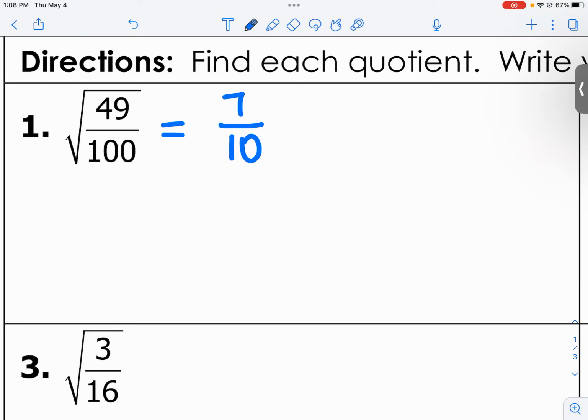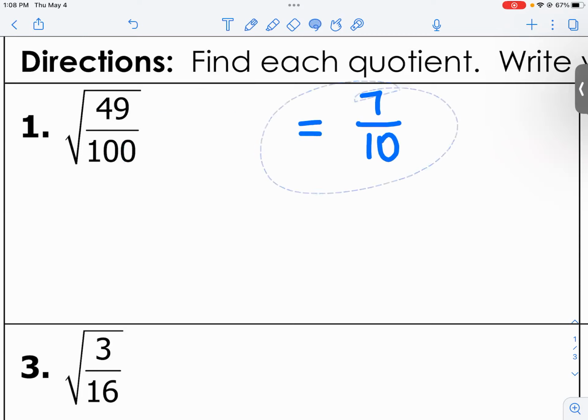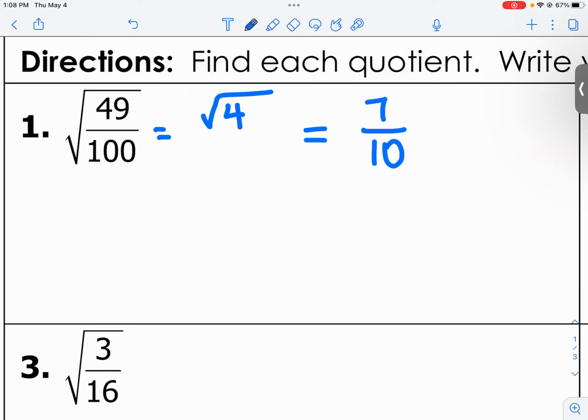You find the square root of the... I can't remember what that's called. Perfect square. No, the number. Like numerator, denominator. Okay, so Elliot's saying, well, we can find the square root of the numerator and the square root of the denominator, and we get 7 and 10. Wow. That is exactly right.